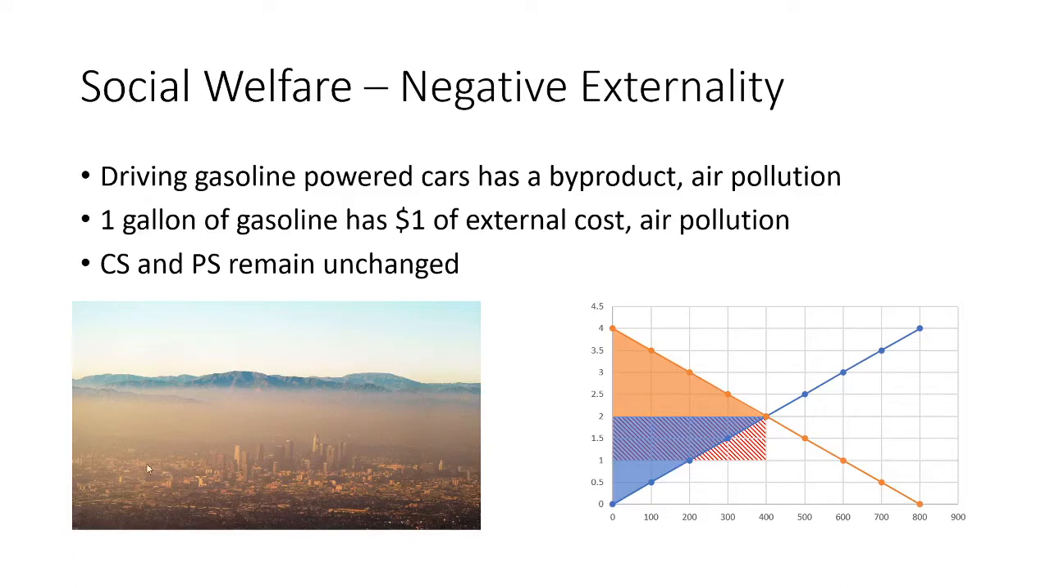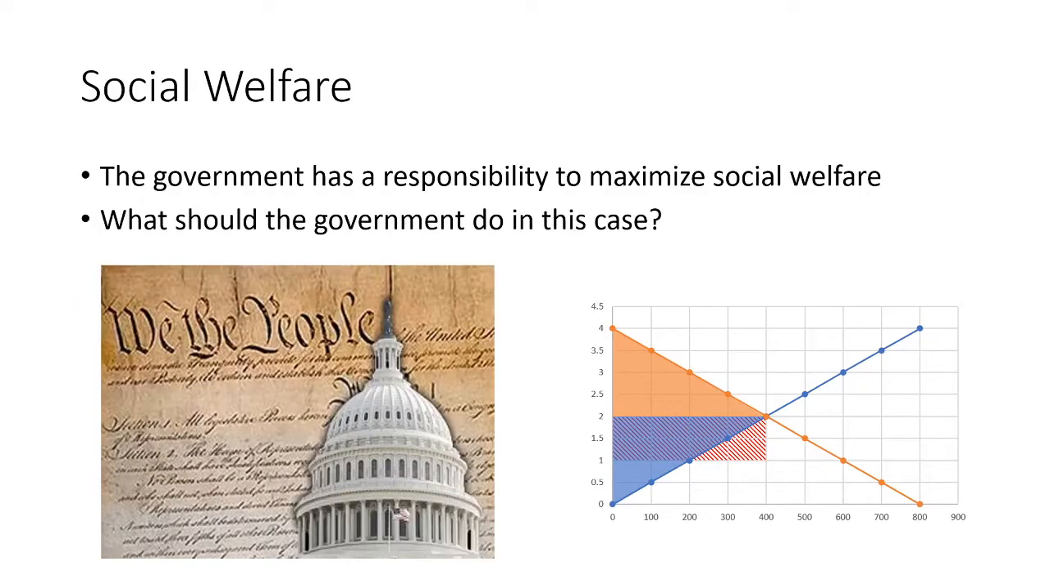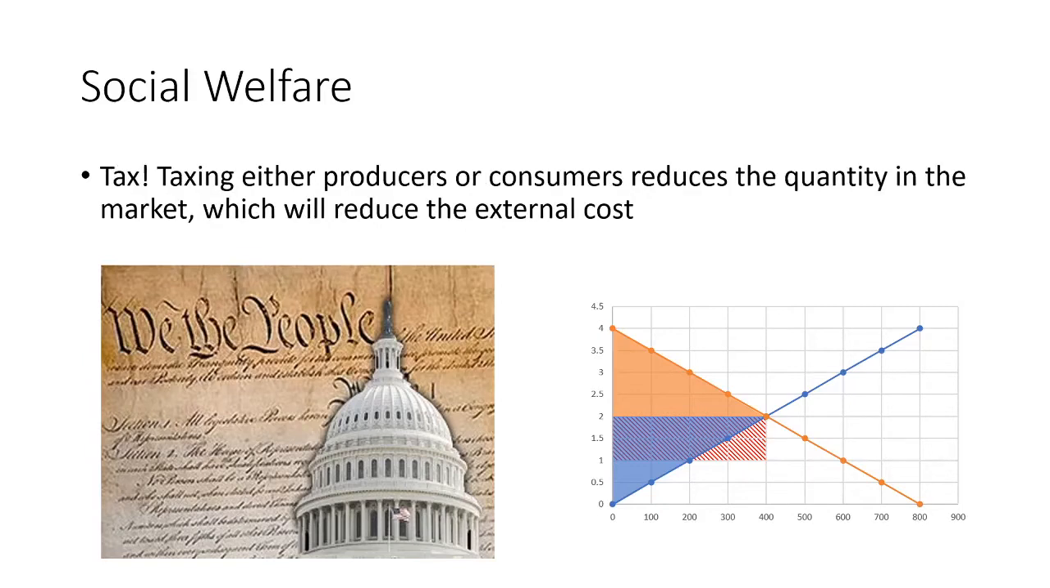And you can see over here in this market, our consumer surplus and producer surplus remain unchanged. And this red and white striped lines is going to be our negative externality. So we've already said that the government has a responsibility to maximize social welfare, but what should the government be doing in this case? Well, this is one of the cases where the government should be taxing. They can either tax the producers or the consumers. Either one would reduce the quantity of gasoline that is used and will reduce the external cost.